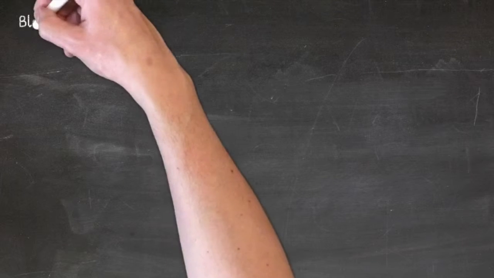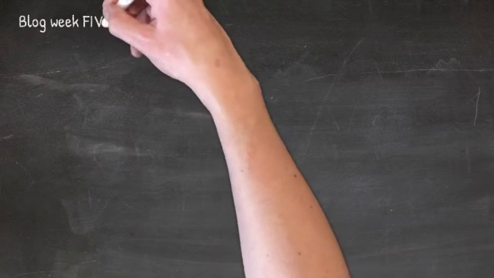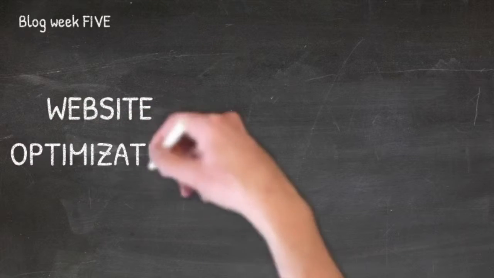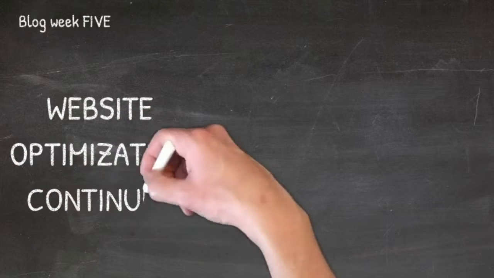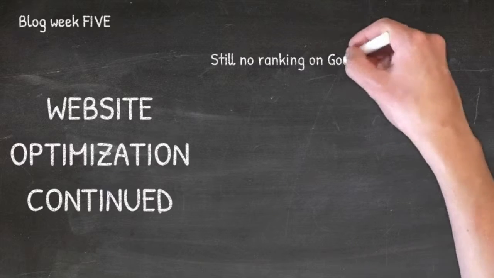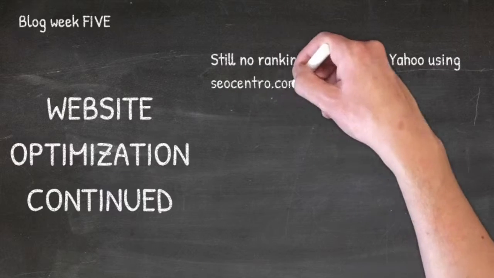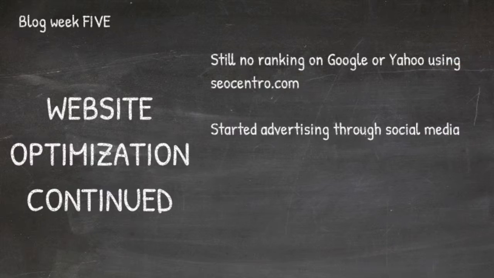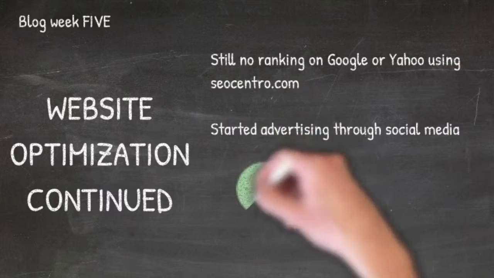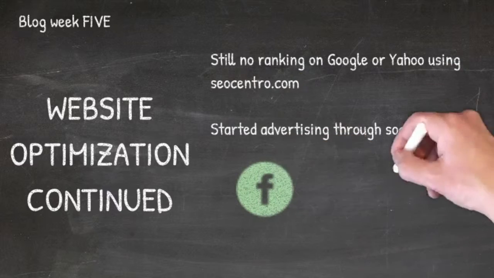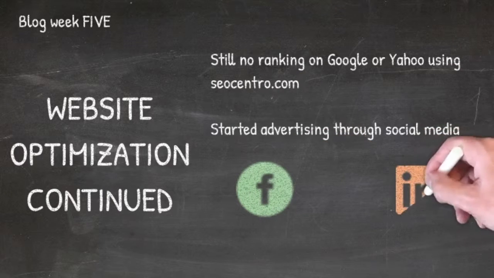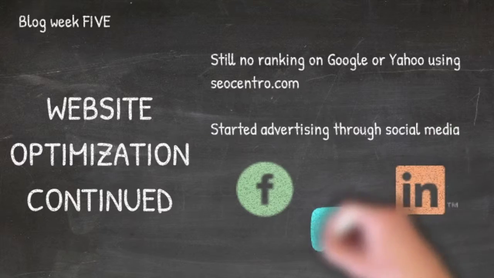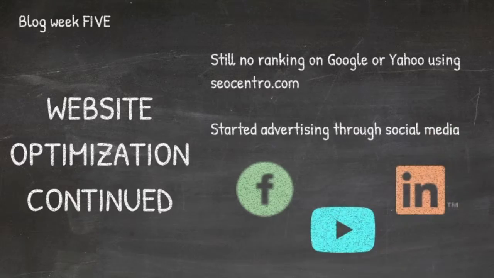For week 5, I continued with the optimization as the blog was still not ranking on Yahoo or Google via SEOcentro.com. I decided that I needed to do some targeted advertising to get people to know about the blog and began posting on LinkedIn and Facebook. In addition to getting people to go to the blog, I was also adding more links to the blog for the search engines to scan, hoping that this would continue to push my rankings higher for my keywords.